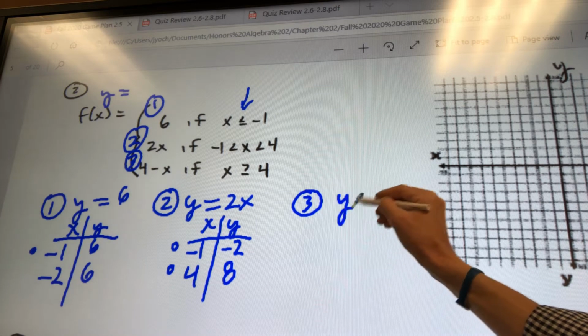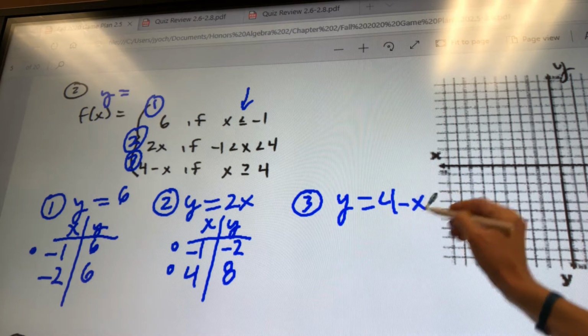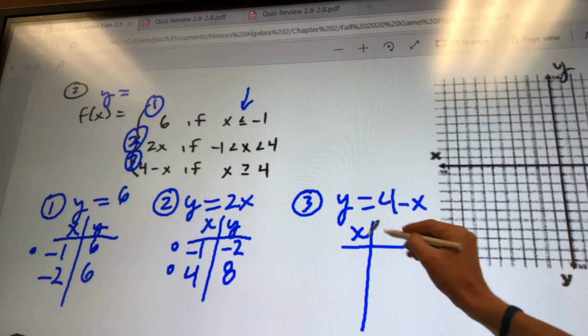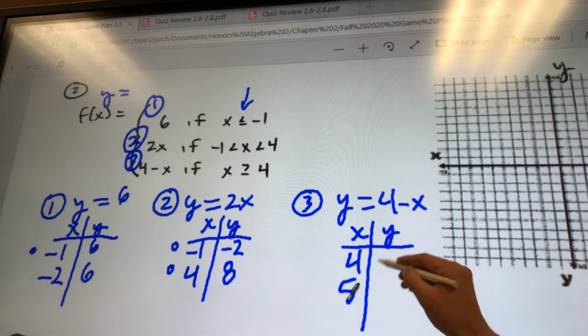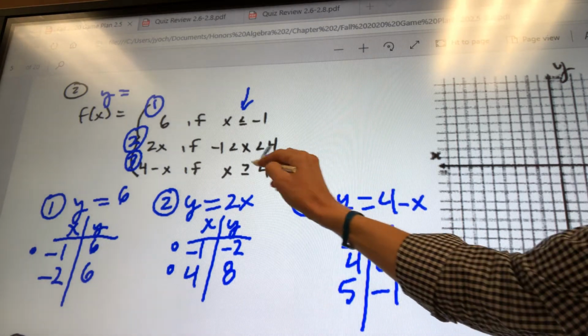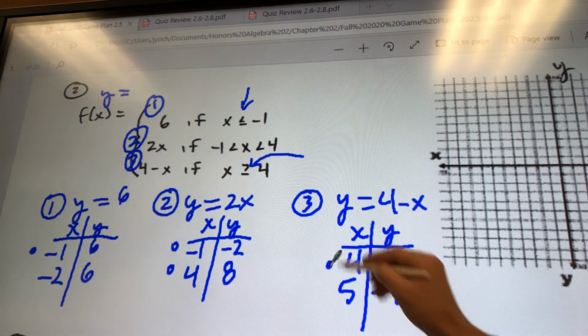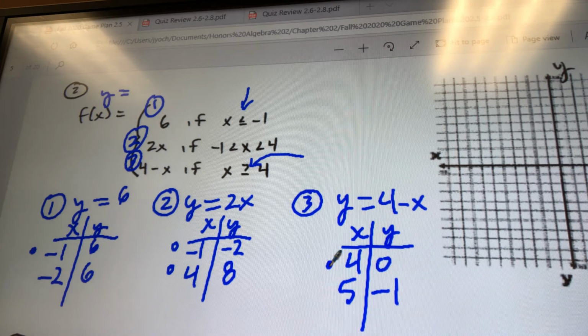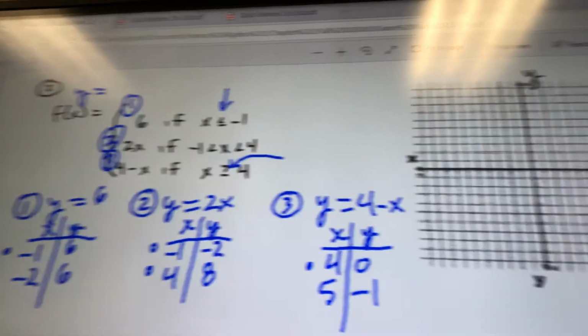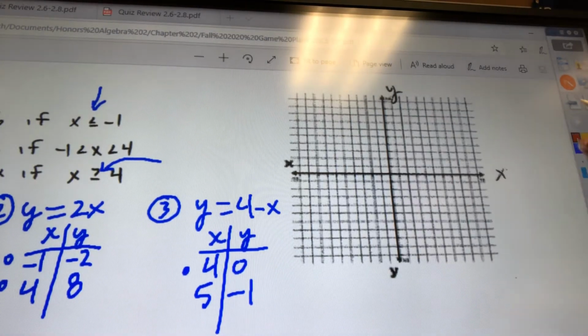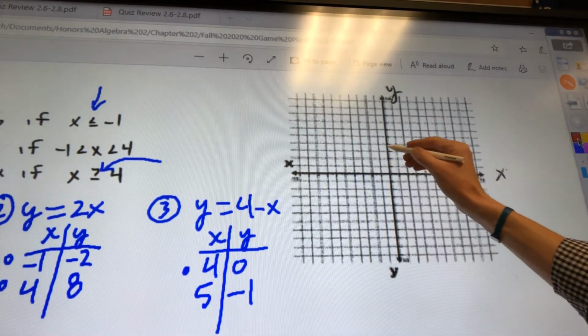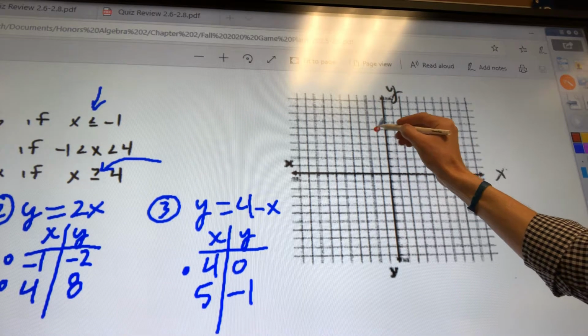Then finally you have y is 4 minus x. X is 4 or more, so 4, 0 and 5, -1. You have equality, so close that circle. All right, -1, 6 is our first point. 1, 2, 3, 4, 5, 6.